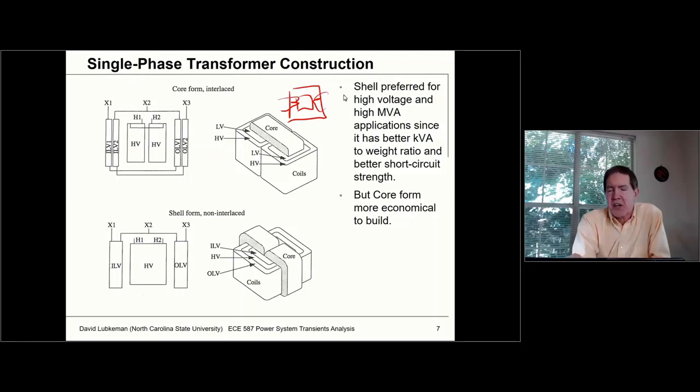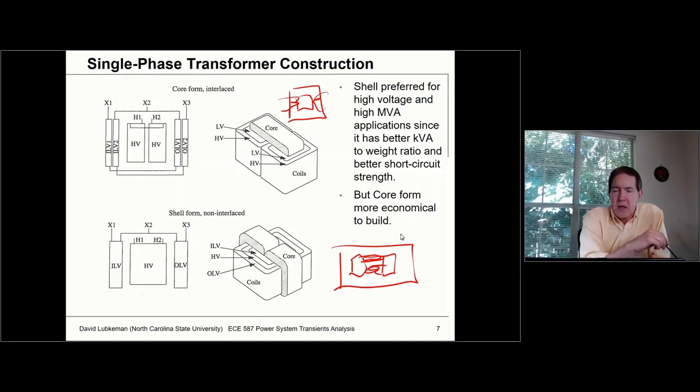When we talk about a shell type of form, we're talking about a more elaborate design where we're going to have the windings wrapped around this middle magnetic leg. It's a more expensive type of design, but that's actually what we would prefer for our higher MVA transformers, because we'll get better performance characteristics out of that, even though it actually costs more.